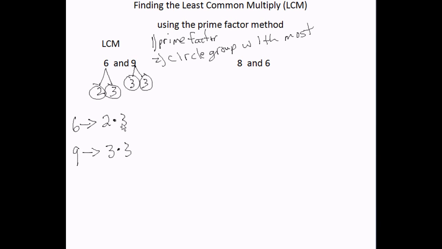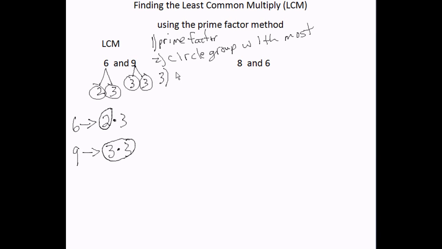So here are all my prime factors, 2 and 3 and 3 and 3. Which one of these groups, the top group or the bottom group, has the most 2s? Well, there's only one 2, so I'm circling the group with the most 2s. There's one there. Next, which group has the most 3s? This has 1 3, this has 2 3s. So I'm circling the group with the most 3s.